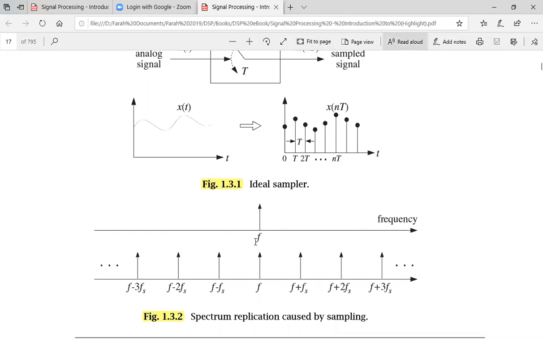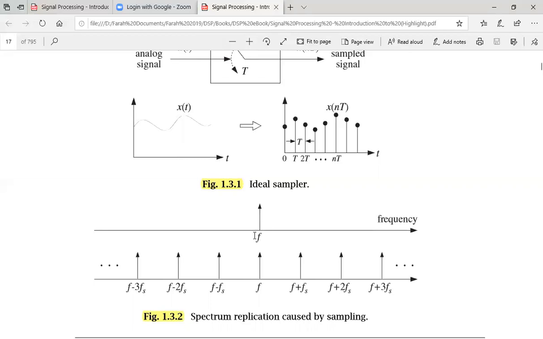Here what you observe is that the original spectrum is at its own place, but this spectrum is replicated after every fs. It means the second copy will appear at f plus fs, then f plus 2fs, f plus 3fs, and so on, and similarly on the left hand side also. So what we have learned is that sampling in the time domain leads to conversion of the continuous time signal into a discrete time signal. But the amplitude is still continuous, only the time has been digitized.